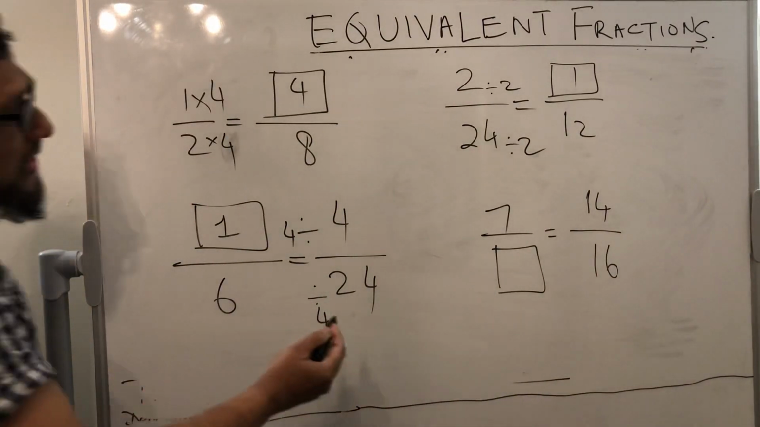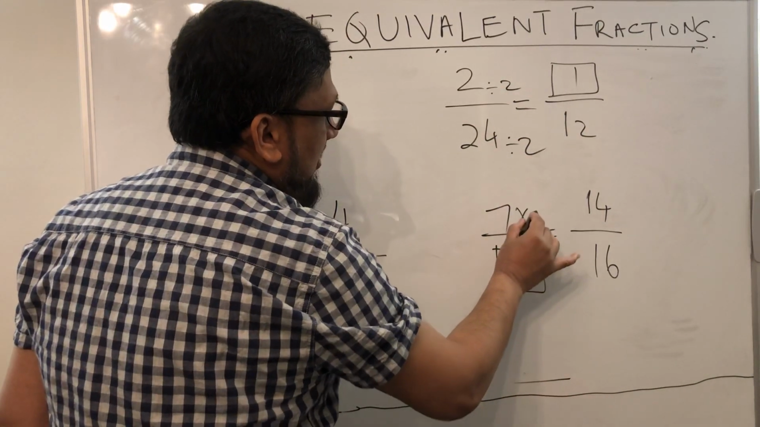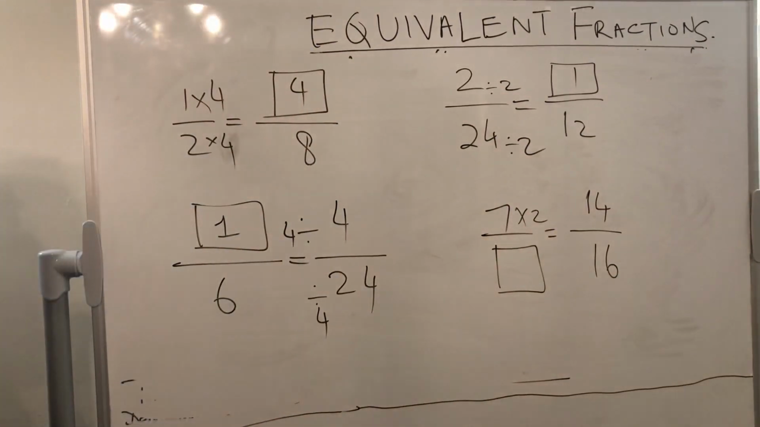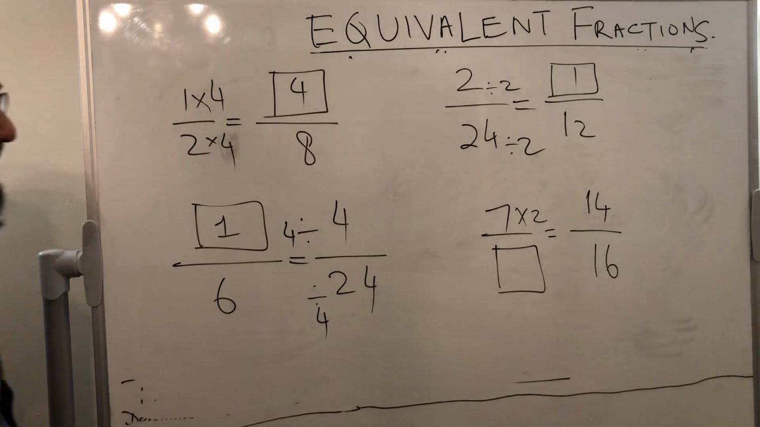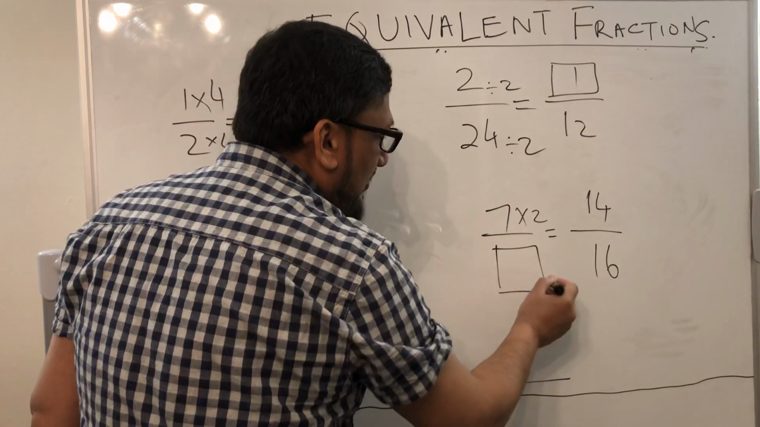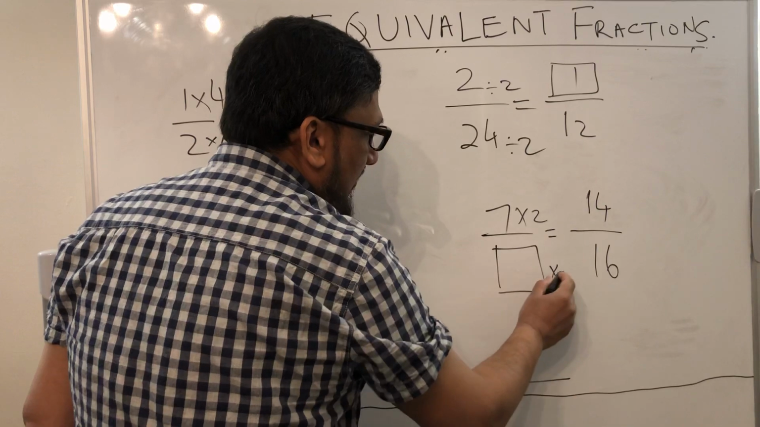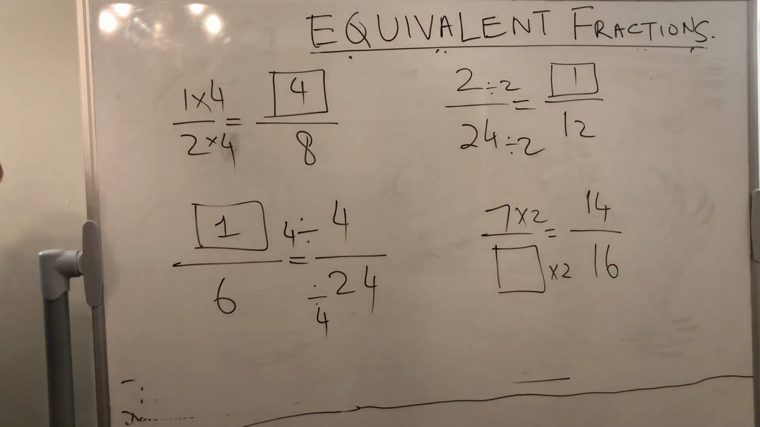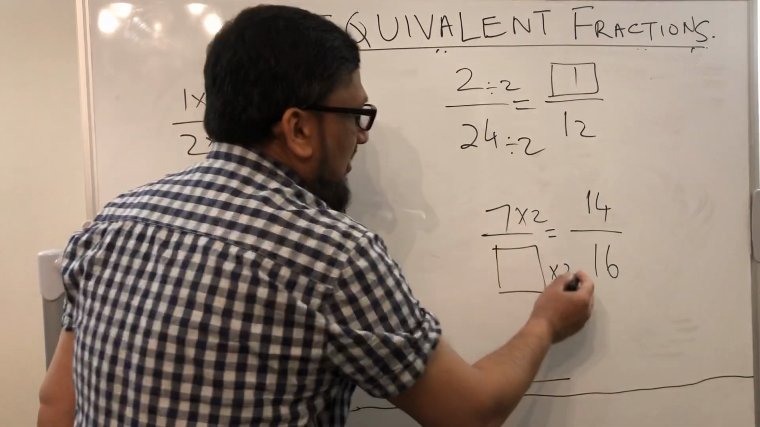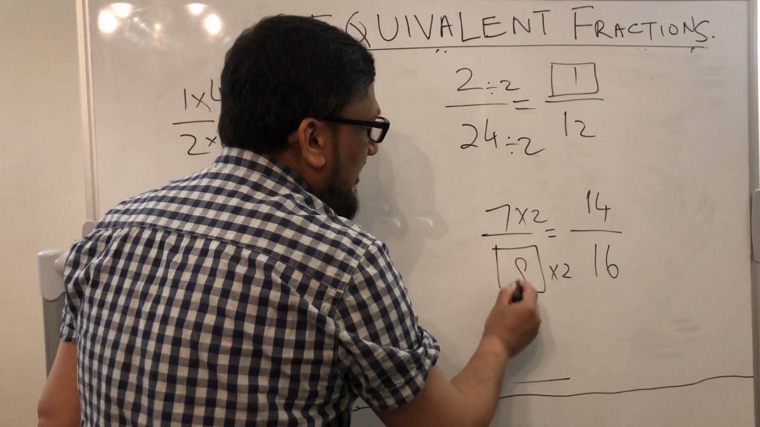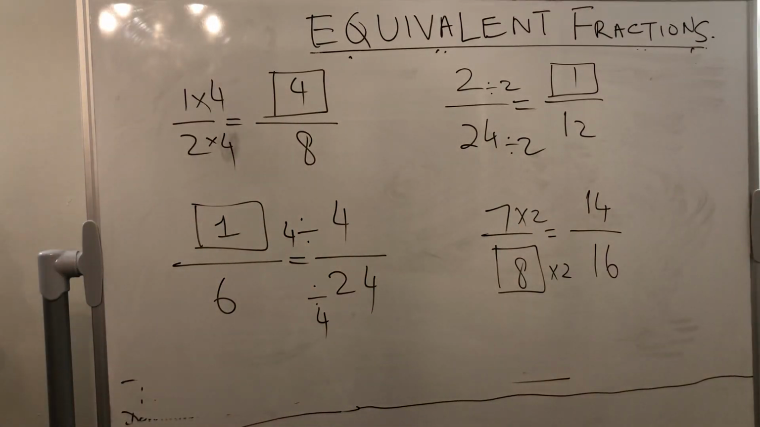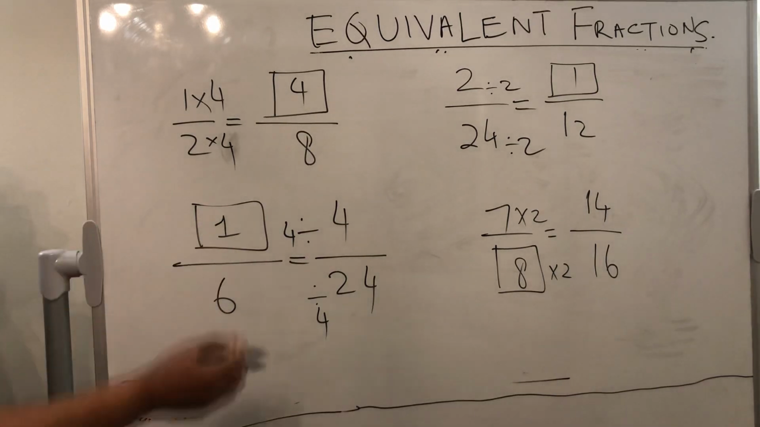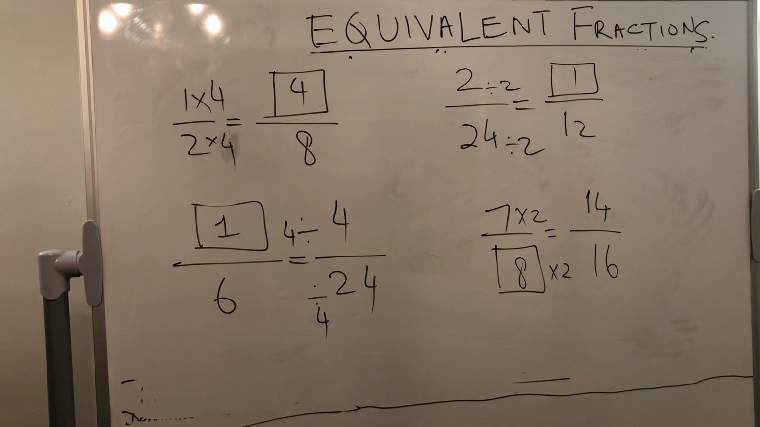So what are we doing? 7 times 2 is equal to 14. So the same as what number times 2 to get the answer 16? It means you need to times by 8, or 16 divided by 2, you will get the answer 8. So this is called an equivalent fraction.